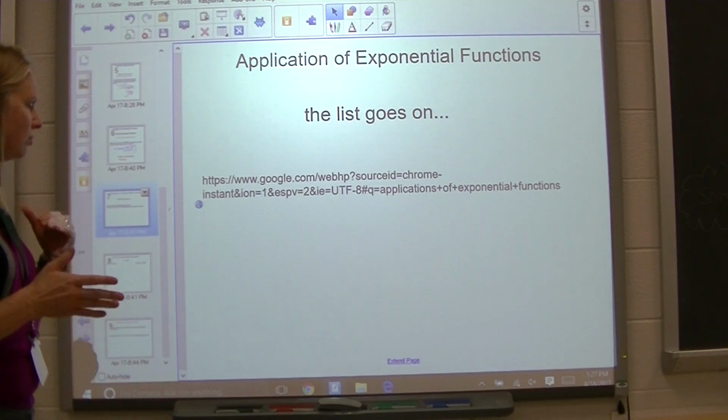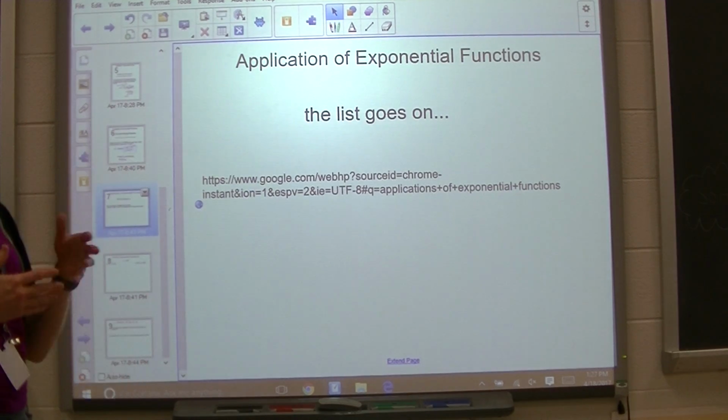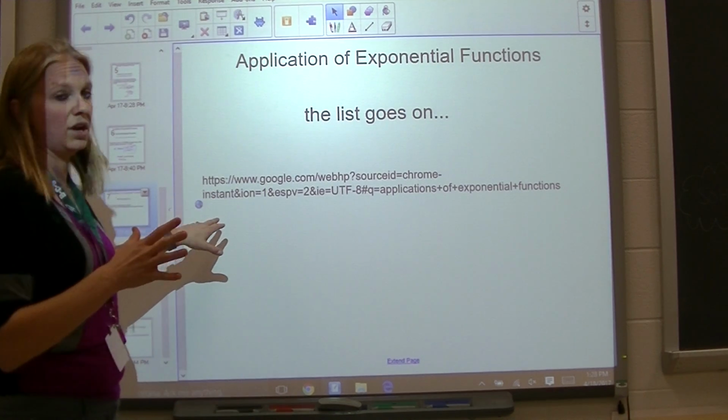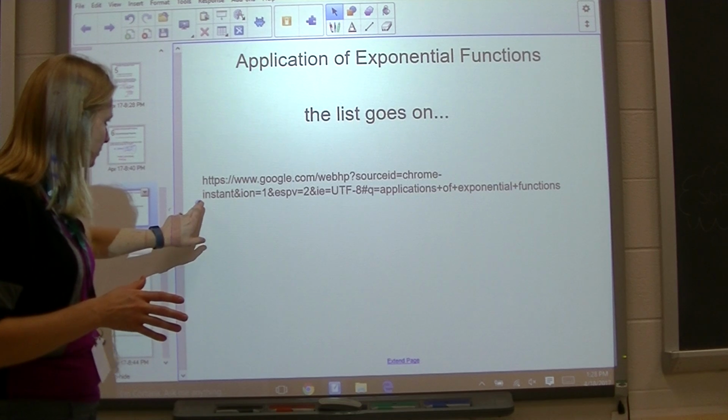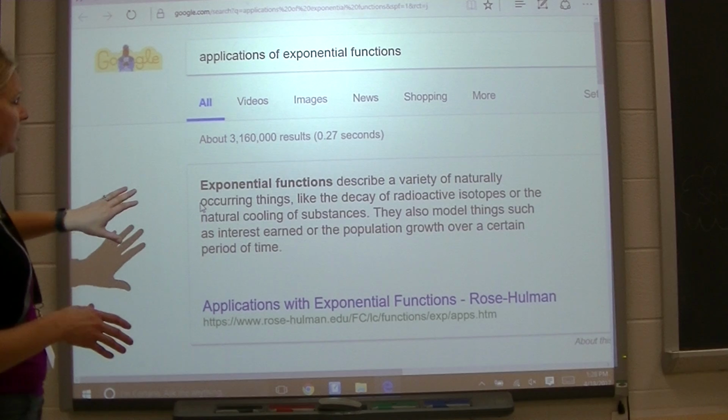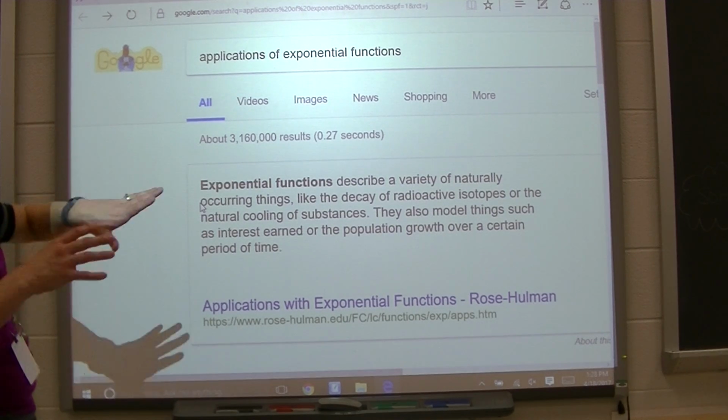So we're going to have to know the formulas or have them written down so we can use them, but we have to know how to use them. But this isn't the only way exponential functions are used. I wanted to show you this, that exponential functions are used all over.